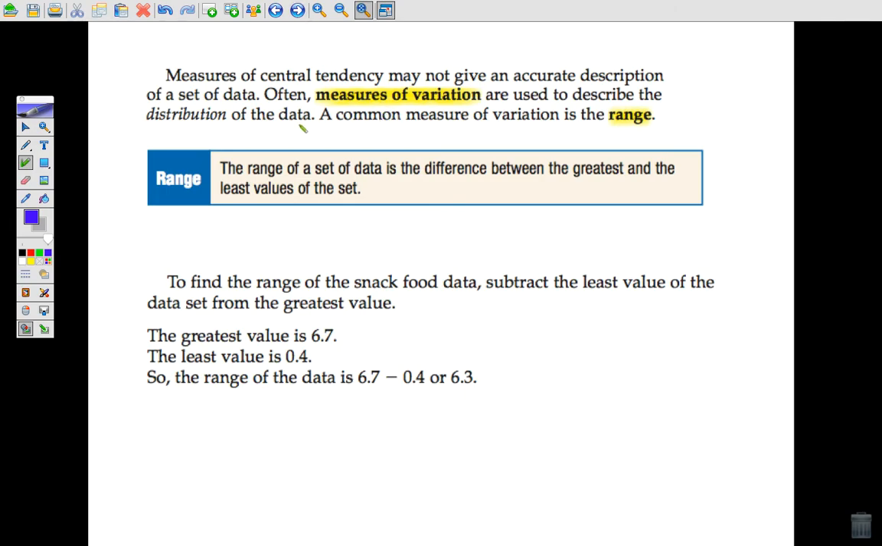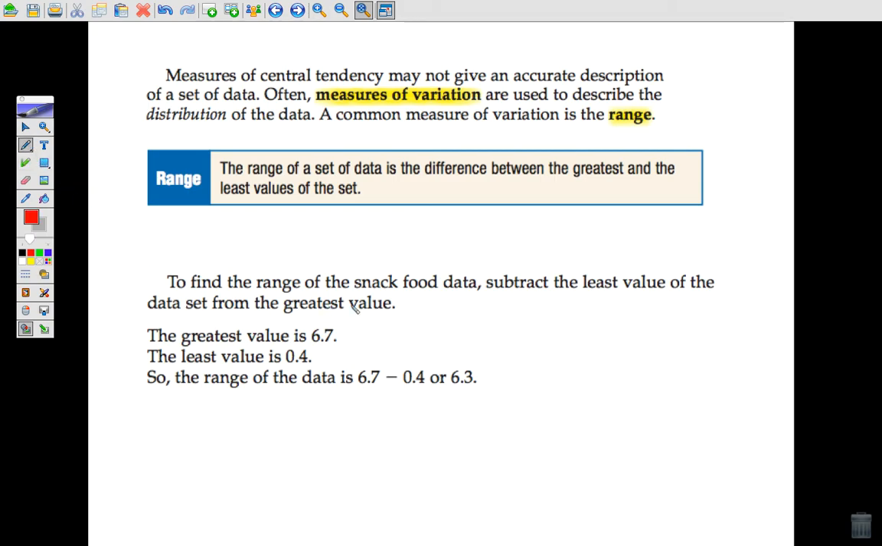Let's look at range really quick. Measures of central tendency may not give an accurate description of a set of data. Often measures of variation are used to describe the distribution of the data. A common measure of variation is the range. The range of a set of data is the difference between the greatest and the least value of the set.